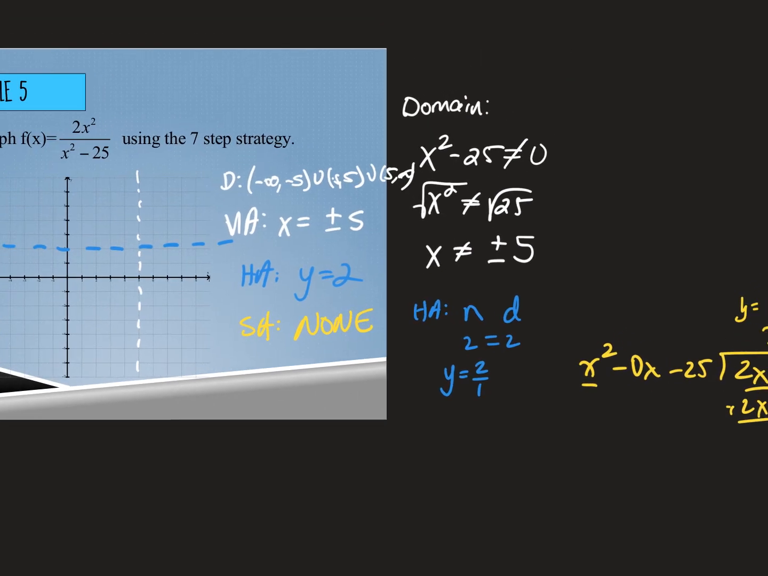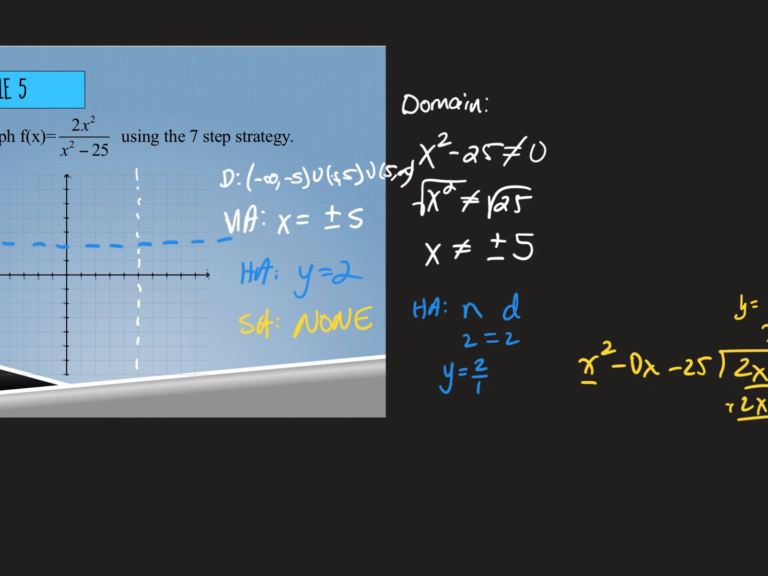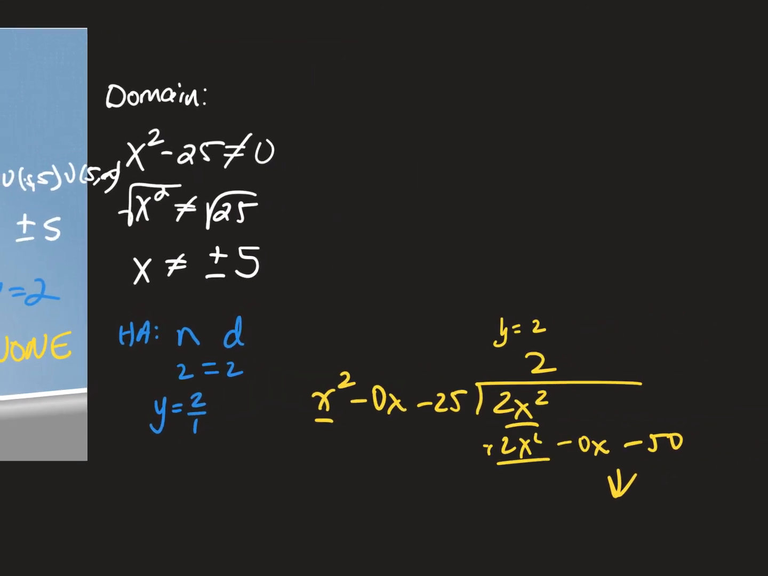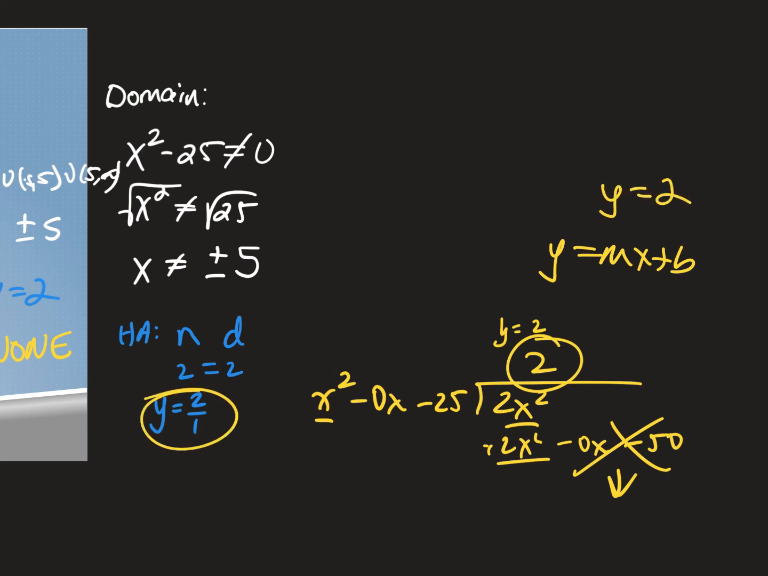Wait, there's no slant asymptote? There's no slant asymptote. When there's a remainder? No, because your slant asymptote is y equals mx plus b, right? So the remainder doesn't matter. So this is the only thing we have. So we have y equals 2, which is our horizontal asymptote. Okay. Yes, sir. When there's no mx.